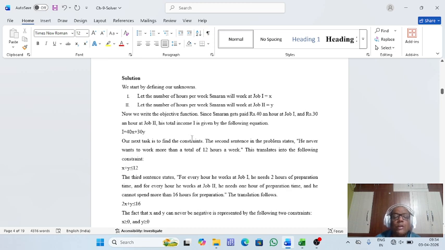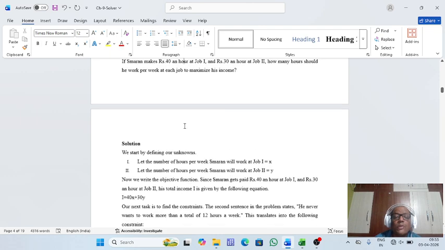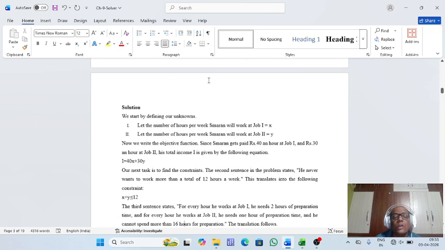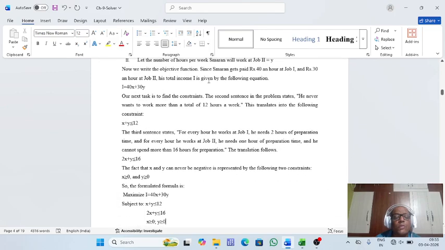Another constraint is that for each 1 hour of work in job 1, 2 hours is preparation time. It has been given that he needs 2 hours of preparation time for every hour worked in job 1, and for every hour worked in job 2 he requires 1 hour of preparation time, and he cannot spend more than 16 hours for preparation. So 2X plus Y is less than or equal to 16, and obviously X and Y will never be negative, so X and Y are greater than or equal to 0.